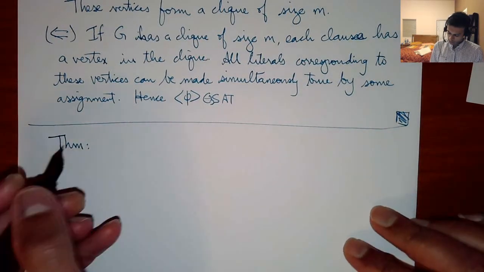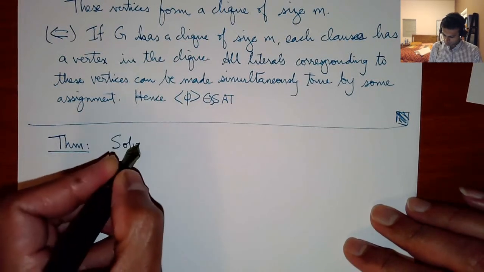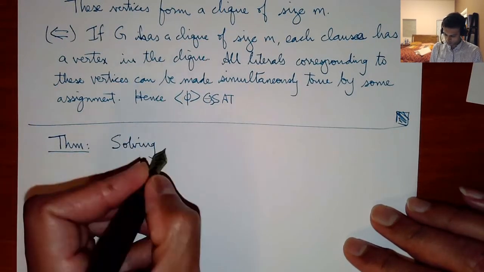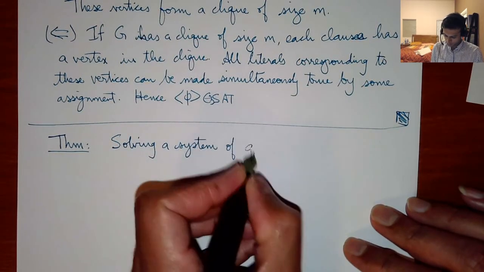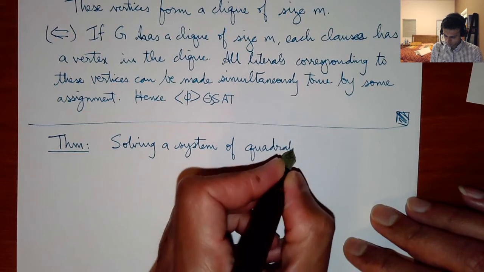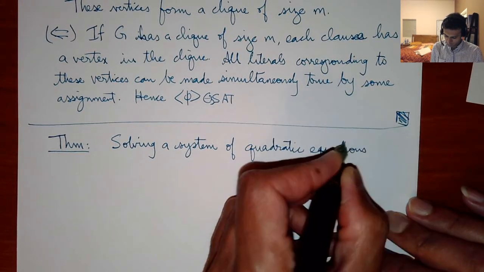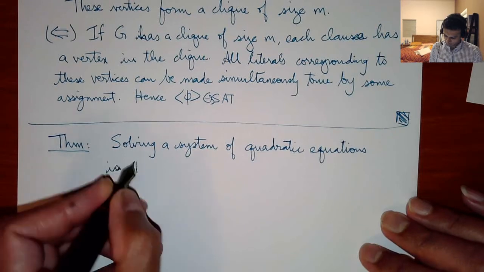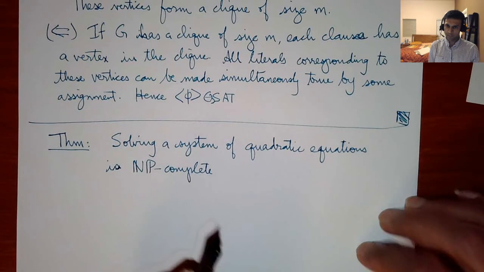So what I'll prove is that solving a system of quadratic equations is NP-complete. Okay, so what do I mean?